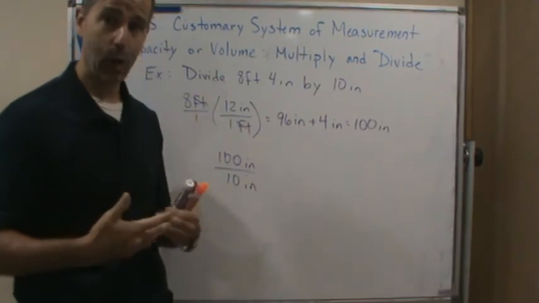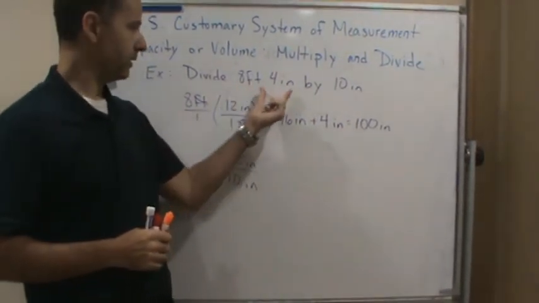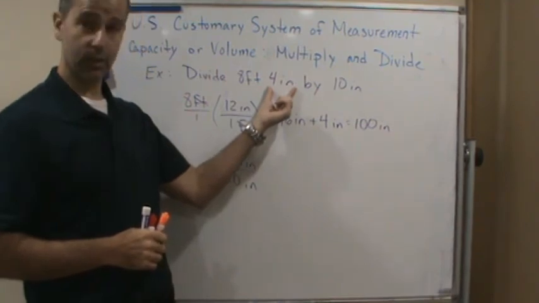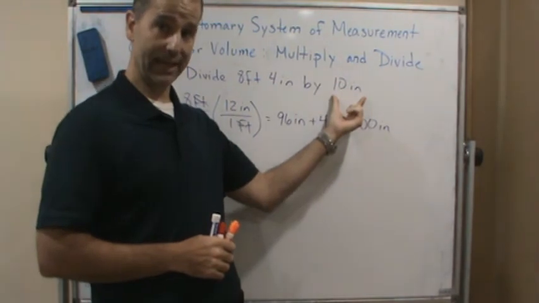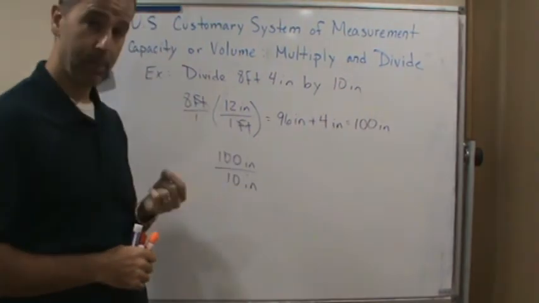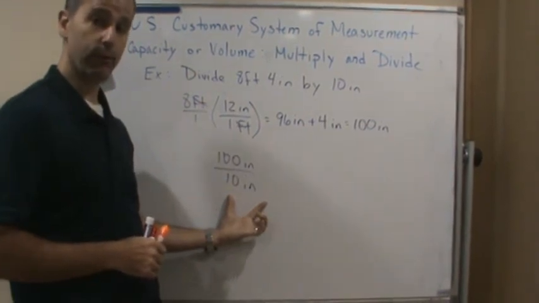They're asking me how many parts can be manufactured from an 8 foot, 4 inch length of tubing when one part requires 10 inches of tubing. So how many parts can I make? So the answer should be unitless because I'm looking for the number of parts.